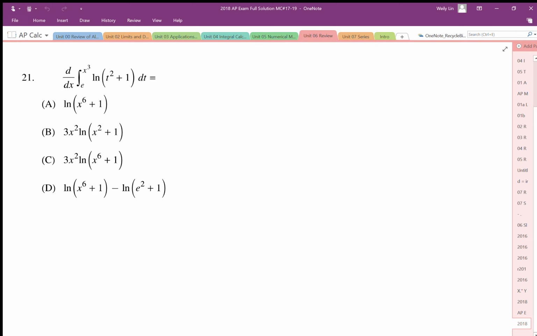In question number 21, this is finding the derivative of an integral. In this case, we want to use the fundamental theorem of calculus, in that the integral and the derivative will undo each other. Now you have to be careful because the end point is a function. Okay, so this is a function. So what that means is when we apply the fundamental theorem of calculus and we substitute that term in, we have to remember to apply chain rule.